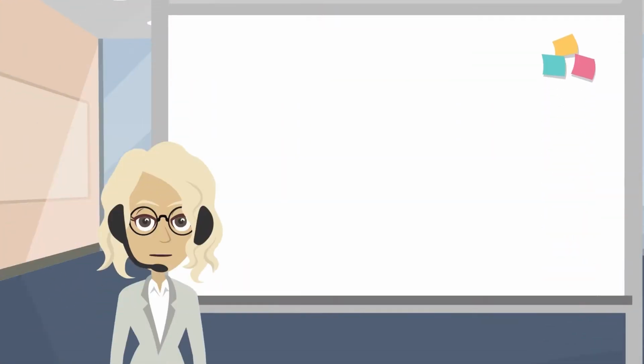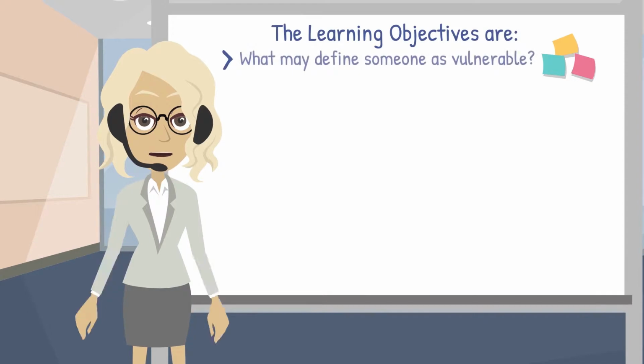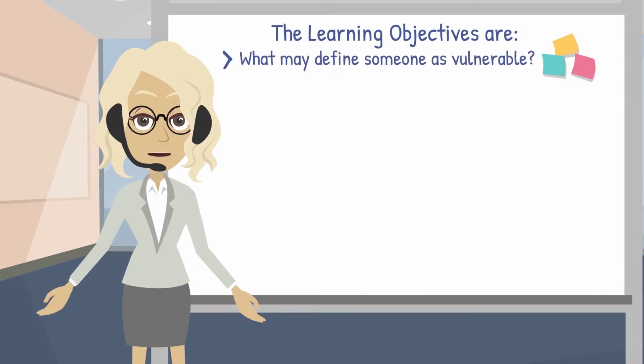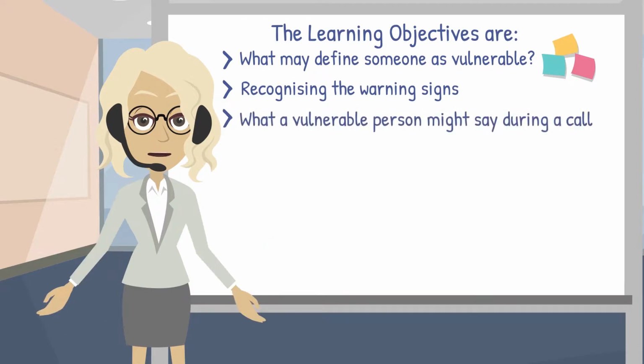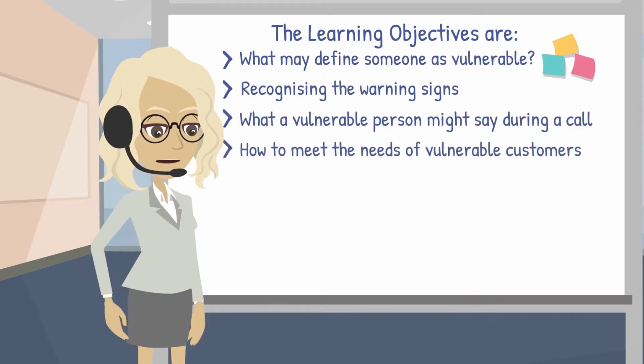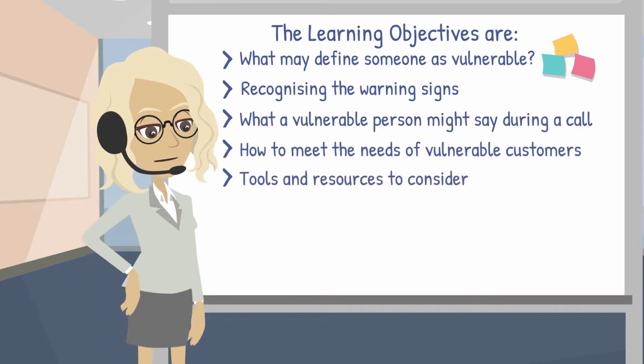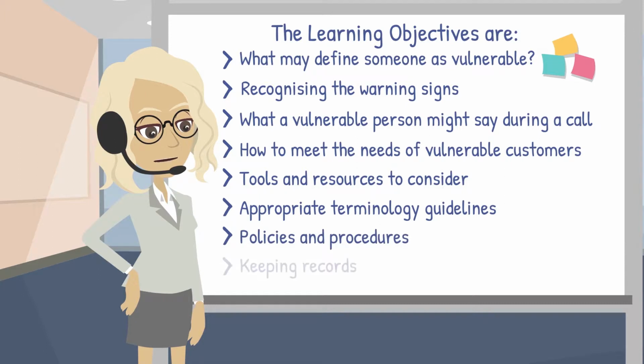The training objectives are: what may define someone as vulnerable? Recognizing the warning signs. What a vulnerable person might say during a call. How to meet the needs of vulnerable customers. Useful tools and resources to consider. Appropriate terminology guidelines. Policies and procedures.